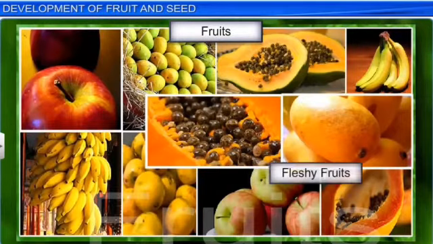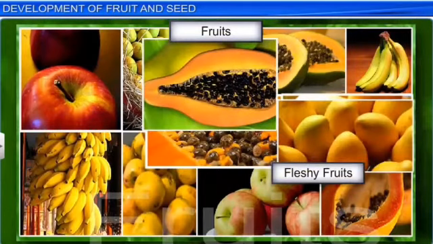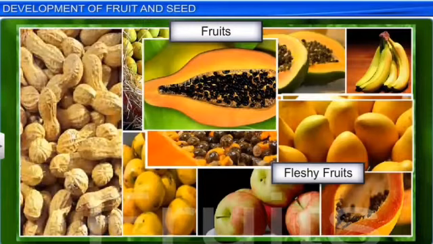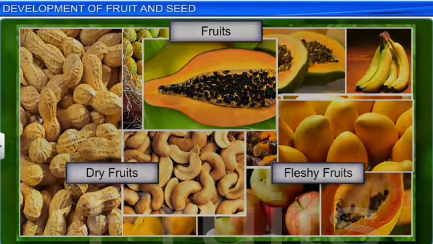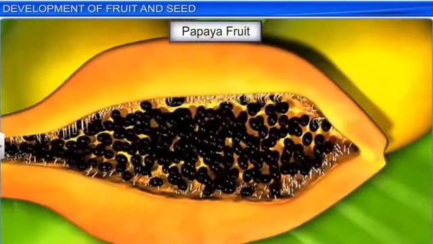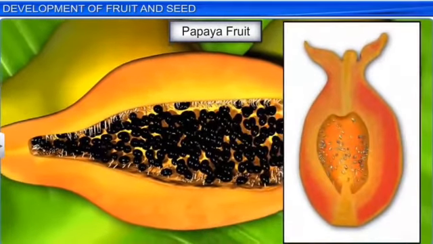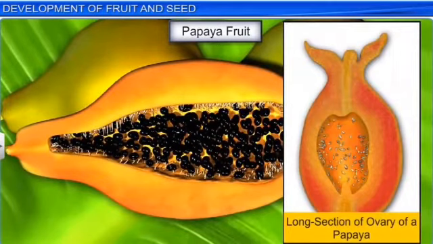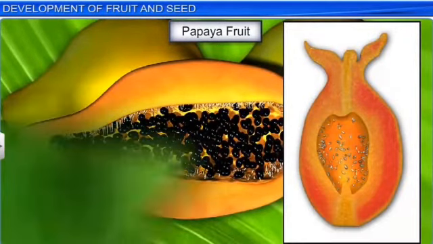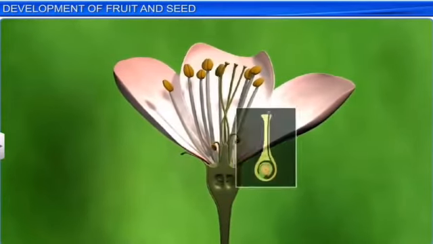So based on the seeds, there are variations in the fruits also. If it has a lot of food content, it is said to be a fleshy fruit. And as the fruit develops from the ovary, the other floral parts degenerate and ultimately fall off. In the LS, that is the longitudinal section of the ovary of a papaya, if you observe, a lot of seeds are present.